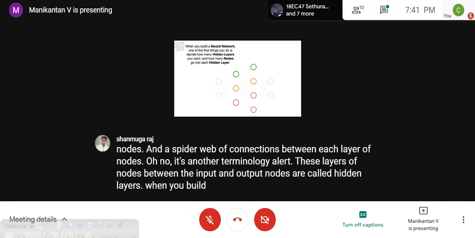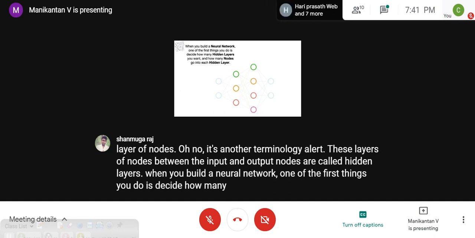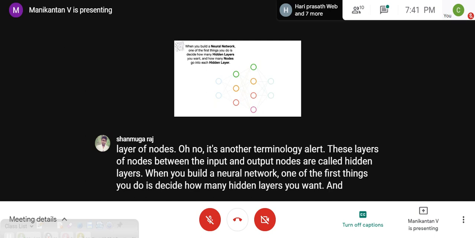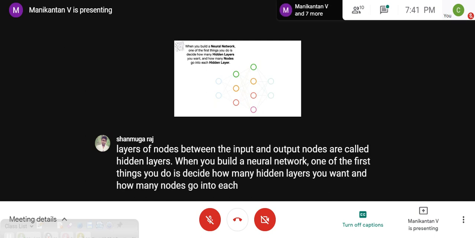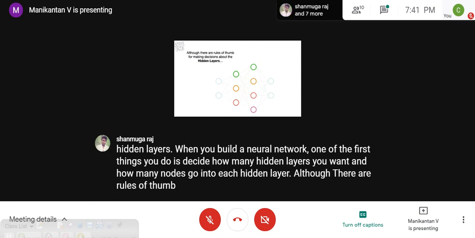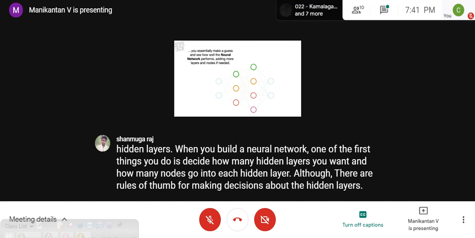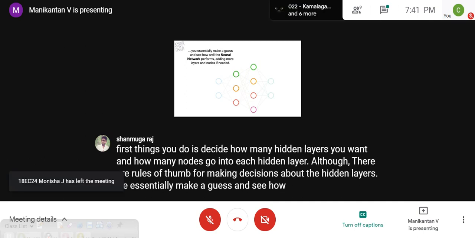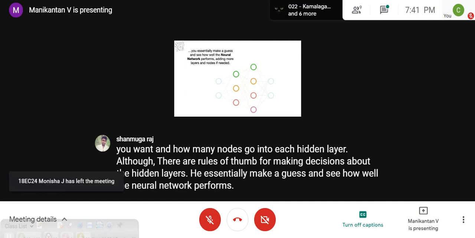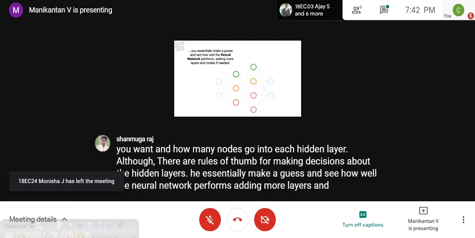When you build a neural network, one of the first things you do is decide how many hidden layers you want and how many nodes go into each hidden layer. Although there are rules of thumb for making decisions about the hidden layers, you essentially make a guess and see how well the neural network performs, adding more layers and nodes if needed.